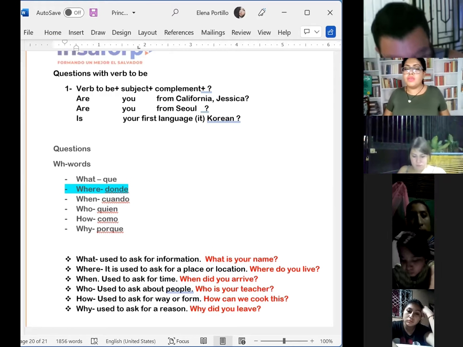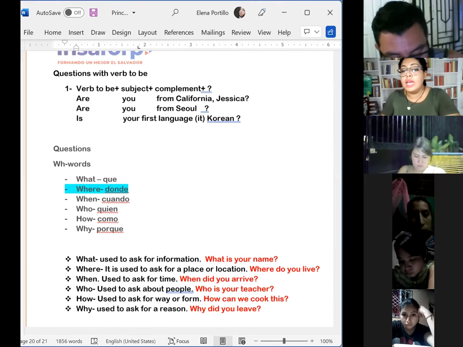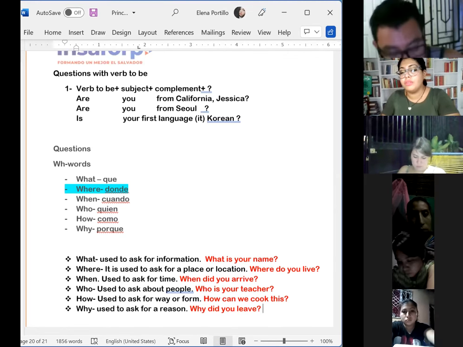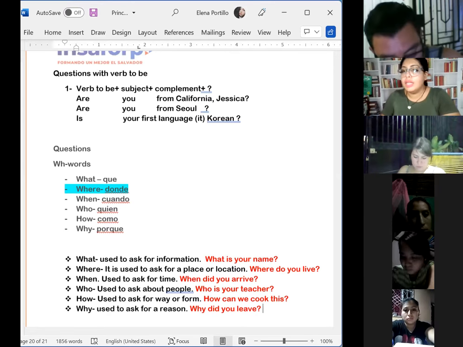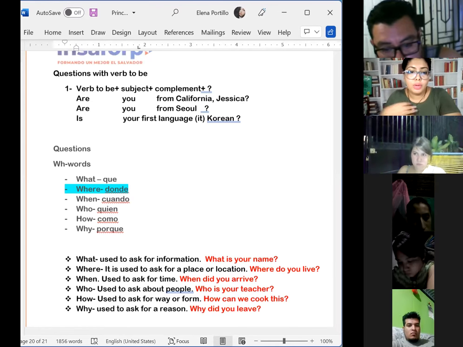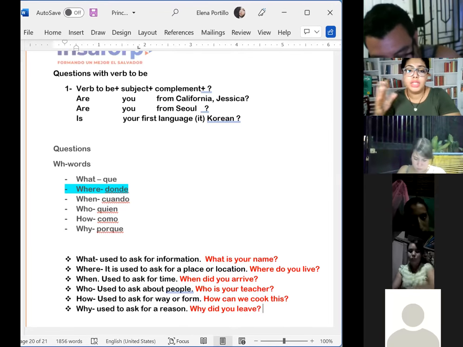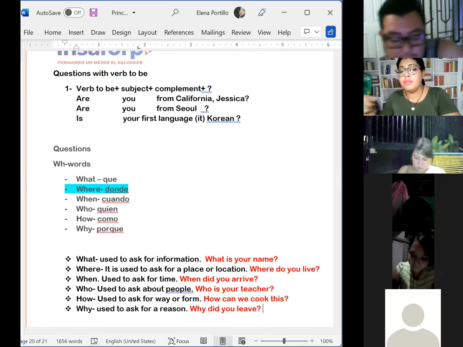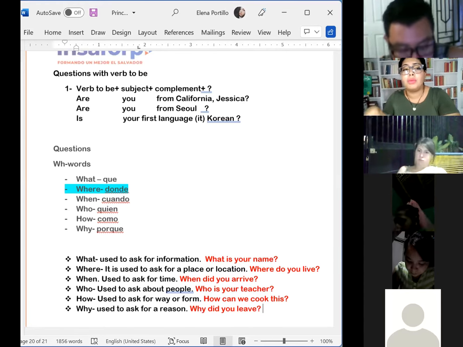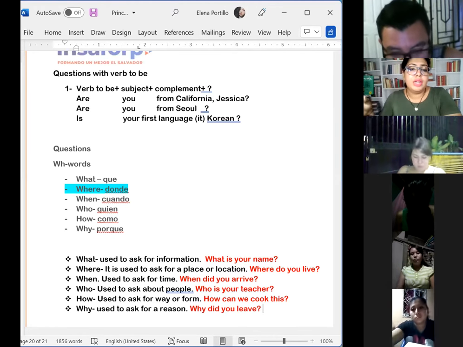What is your name? Is for information because we are going to meet someone, like in the first week that we were talking about meeting people and asking for personal information. In this case, what is for that? To ask information about something, about someone. Then where is used to ask for a place or location. In this case, we were talking about the place that people live. Where do you live? That is the question.